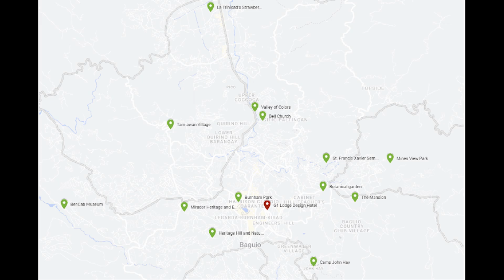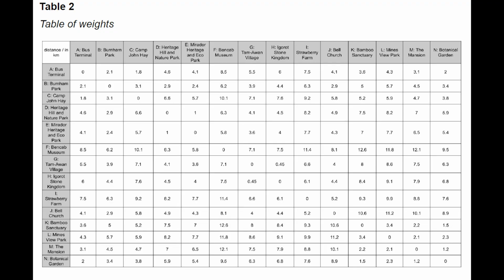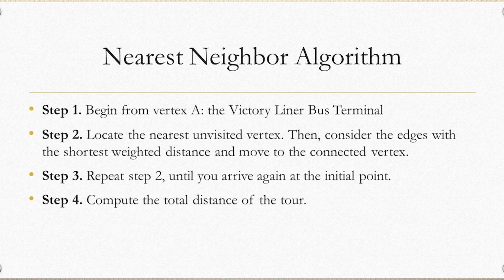So here is an illustration of all the destinations in Google Maps. Here, we have a table of the distances of the route between each location. Now, it's time to apply the nearest neighbor algorithm, or NN for short. To determine the optimal route using the NN algorithm, we must start at vertex A, which represents the bus terminal, and visit the nearest unvisited vertex at each step until all the vertices have been visited.